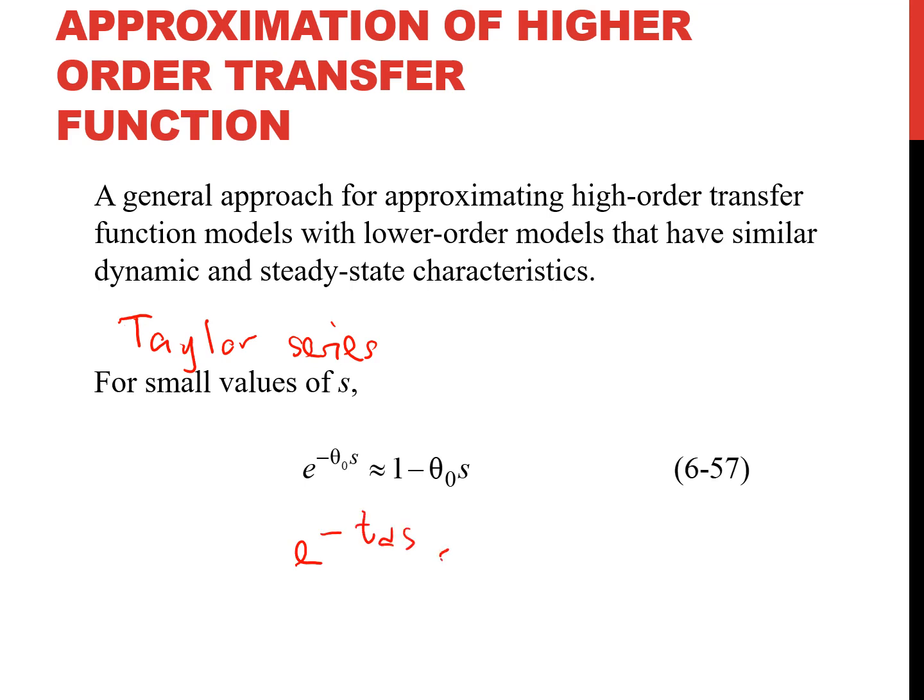Here you use theta, sometimes you can use exponent negative TDS. It's a different symbol but has the same meaning. It depends on the textbook. Sometimes they use theta, sometimes they use TD. Both are the same thing. If you have exponent negative 3s, then it becomes 1 minus 3s. So here it is much more simple compared to the Pade approximation.